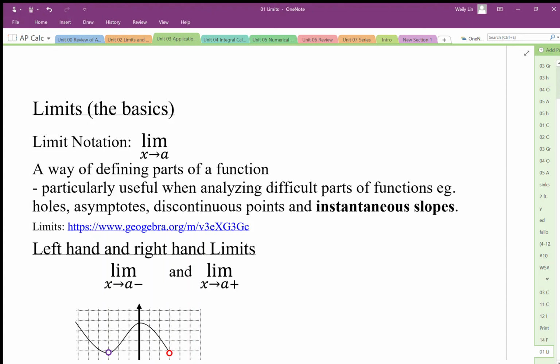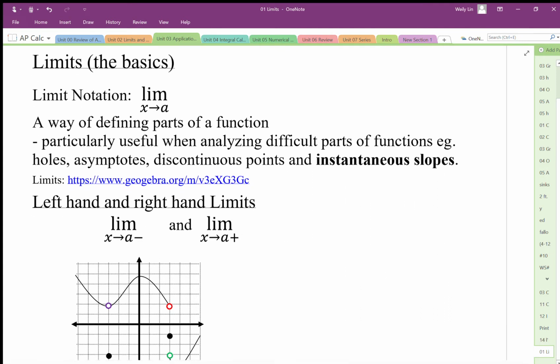So limits are a really important part of calculus in that they allow us to deal with parts of functions that are really difficult to deal with. One of the reasons we use them is for dealing with asymptotes and holes, discontinuous points, and later on we're going to use them to deal with instantaneous slope. Instantaneous slope means when we have a rise and run that are both 0 and 0. So it's really hard to figure out what exactly the slope is when we're dealing with those points.